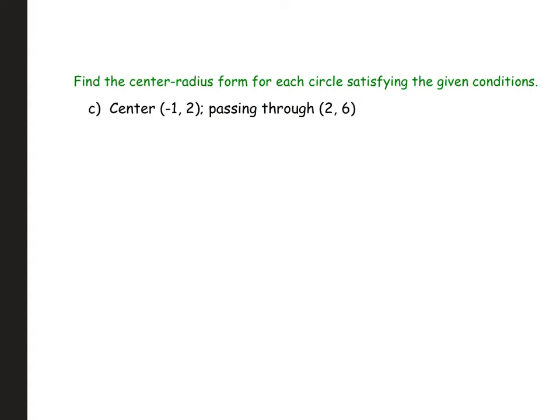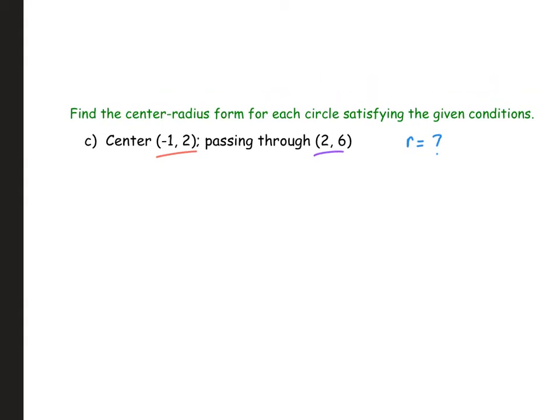And moving to a different type of problem. So they're giving us the center, which is nice, but then it's passing through this other point, and so what we don't know is what R is. So we need to figure that out. There's a couple different ways to do this. Probably the easiest way is just to use the equation.